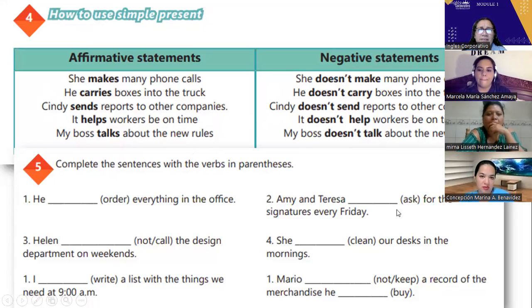Creo que habíamos hecho este exercise. Sé que definitivamente será un repaso. No excuses.